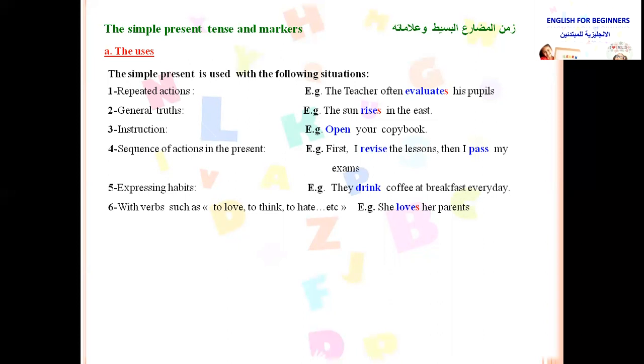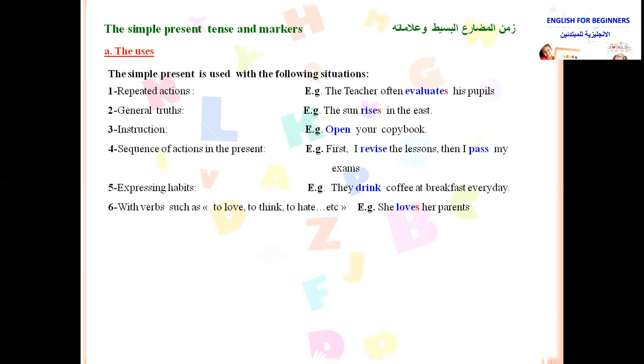3. Instruction. Example, open your copybook. Here, I give an instruction to my students or my pupils. Open your copybook. Or close the door. Open the window, etc. Also, it can exist with an order.